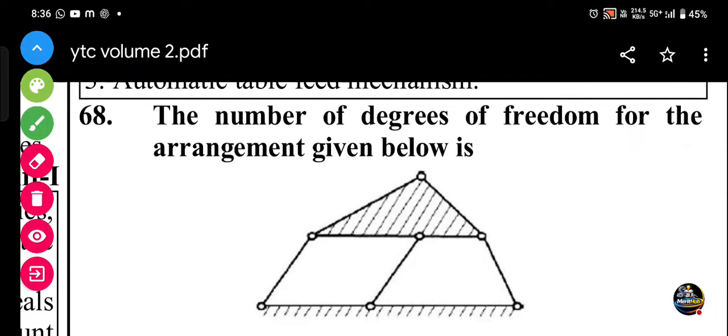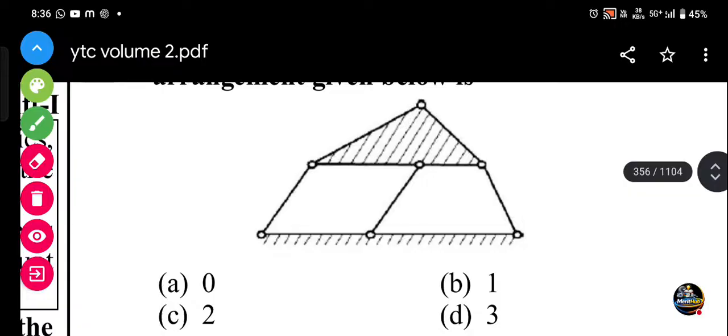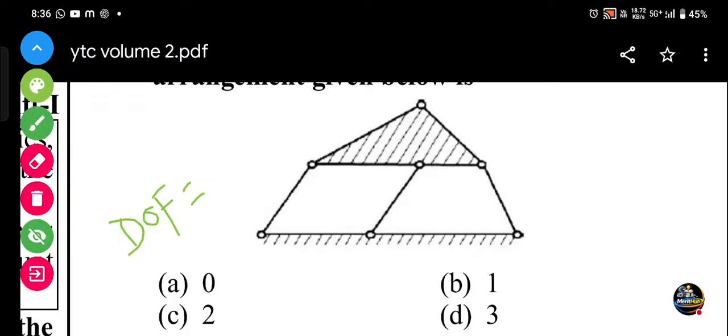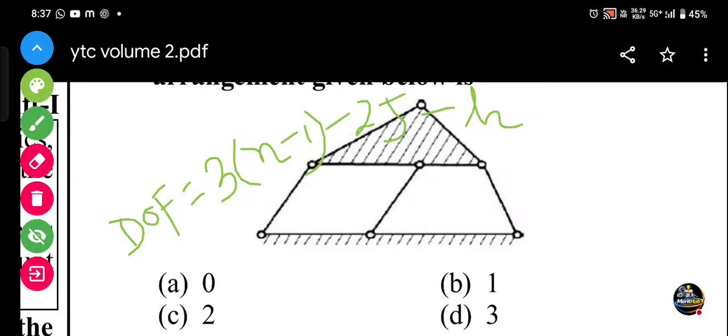Next question: the number of degrees of freedom for this arrangement. What is the degree of freedom? In the formula, DOF equals 3 into n minus 1 minus 2j minus h, where j is the number of joints, the lower turning pairs, and h is the higher pair. N is the number of links. What is the number of links in this? One link, two link, three link, four link, five link. Number of links 5, n equals 5.